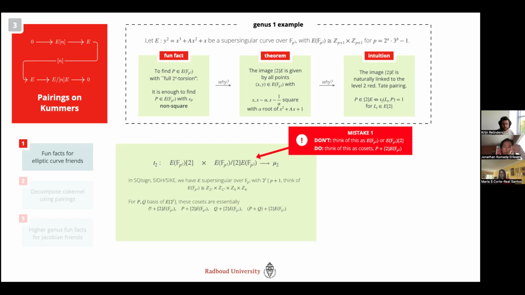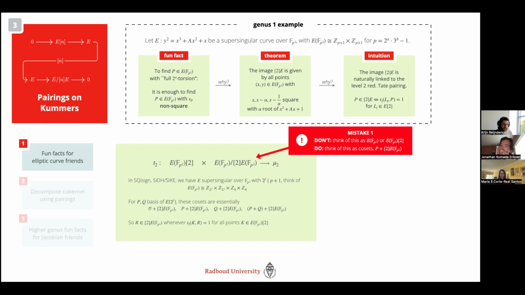So, for example, in SQIsign or in SIDH, when we had E supersingular, we could think of the whole curve as this group, Z_{2^f} times Z_{2^f} times some other groups with the cofactor H. And then you had a basis, P, Q, for this 2^f torsion. And then the cosets are really just defined as the doubling of E, and then P plus this doubling of E, Q plus the doubling of E, and P plus Q plus the doubling of E. And then actually what the Tate pairing will say, the Tate pairing is a perfect pairing.